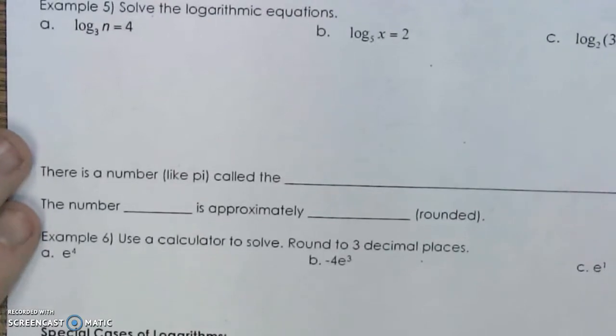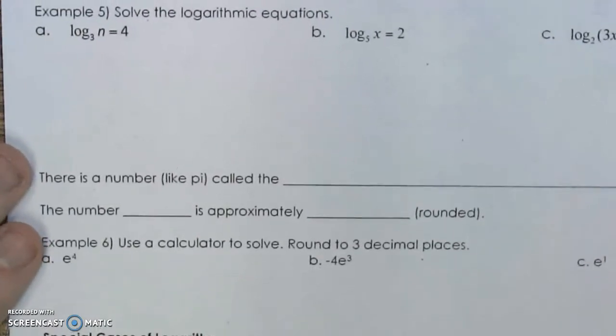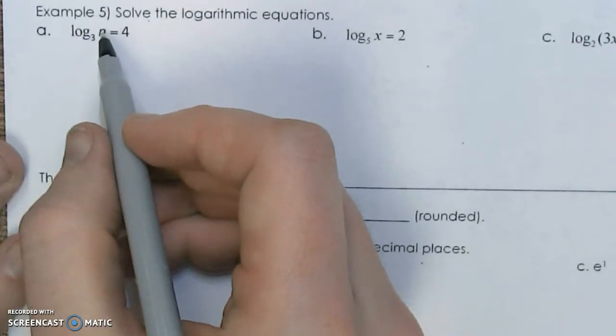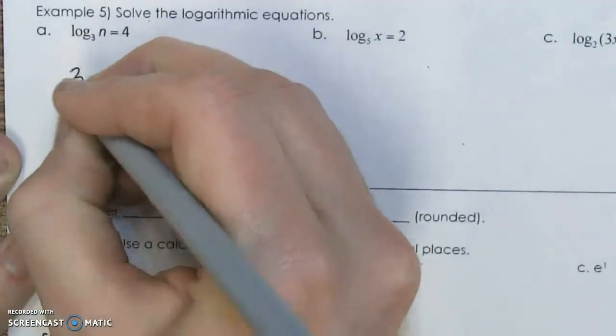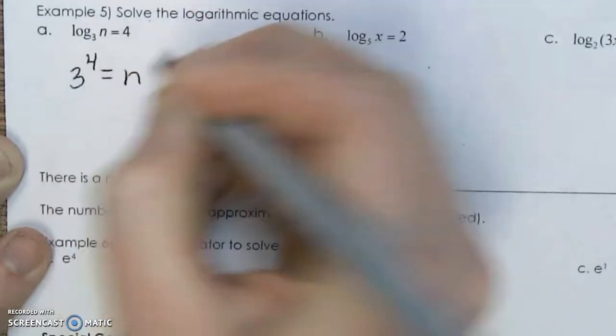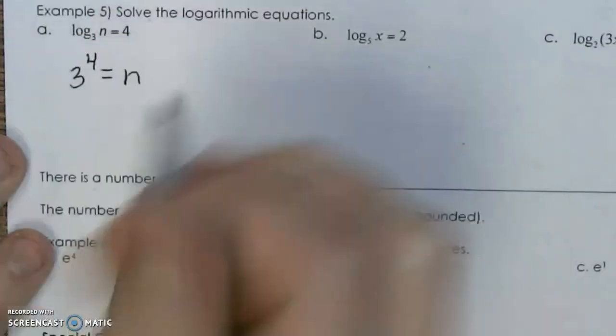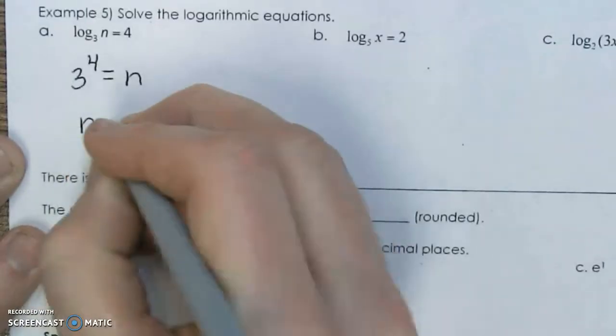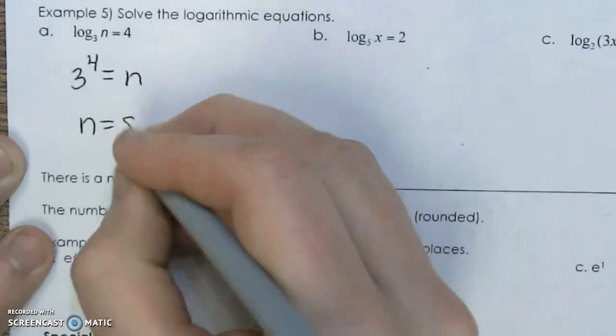Here, we've got some simple equations that we're going to solve with logs. It's impossible to get the n out of the logarithm, so what you're going to do is change it into exponential form first. So 3 to the 4th is n. And now n is isolated. So n is 3 to the 4th, which is 81.